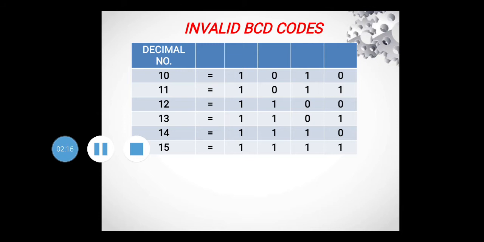Now check out here. The decimal number 10 can be represented in 4-bit binary as 1010, but this is not a BCD code because BCD code exists only for 0 to 9 numbers. It is not for 10, 11, 12, 13, 14, 15, and so on. So here the number 12 can be represented in binary as 1100, but this is also not a BCD code. And all these codes from 10 to 15 are called invalid BCD codes.